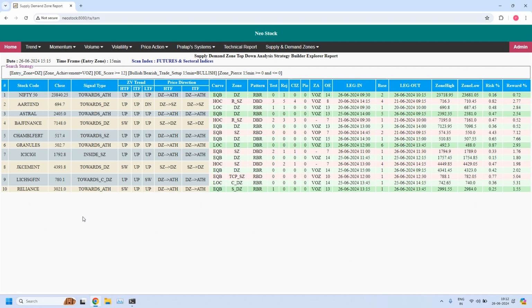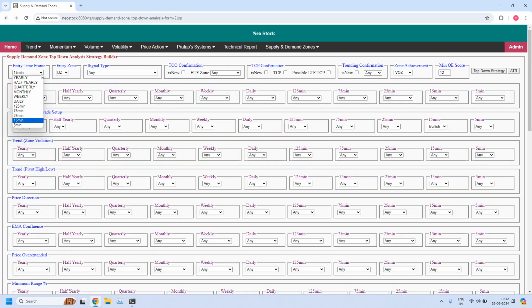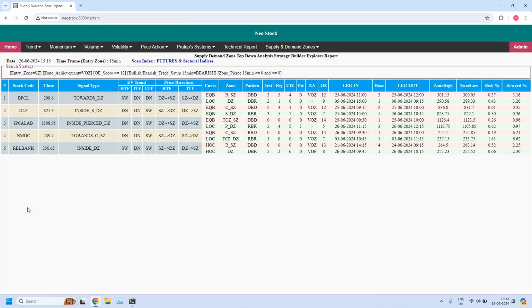Now let us generate a bearish trade setup for daily income trade. So entry time frame 15 minutes, but bearish trade setup entry zone is a supply zone, and also in bullish or bearish trade setup 15 minutes time frame, changing the value to bearish. And the 3 filters are applied. And 5 stocks are currently supporting bearish trade setup for daily income trade.